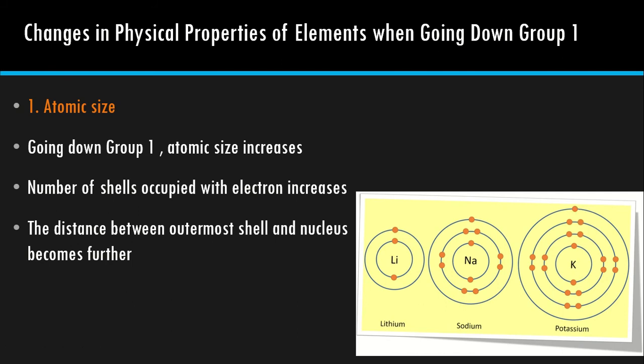So the atomic size, or atomic radius, we call it atomic size or atomic radius. Radius, you know, right, from the centre to the outside, the outermost line. Okay, it increases. That is why going down group 1, the atomic size increases, related to the number of shells occupied with electrons increasing. And then the second point, the distance between the outermost shell or valence shell and the nucleus becomes further, or increased. Okay.